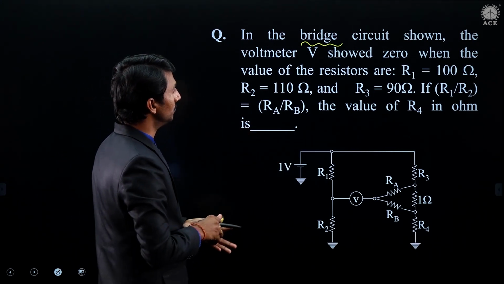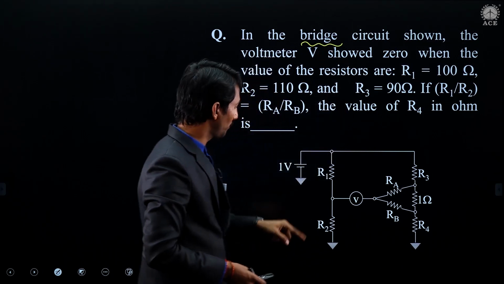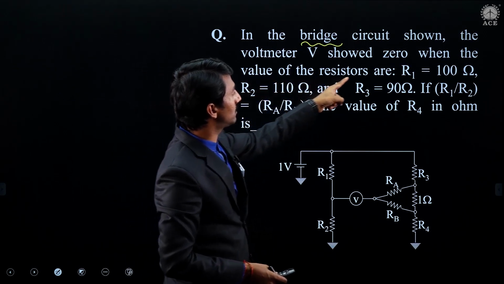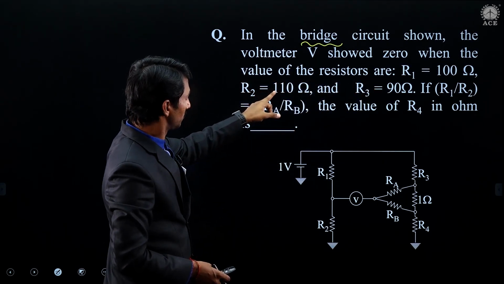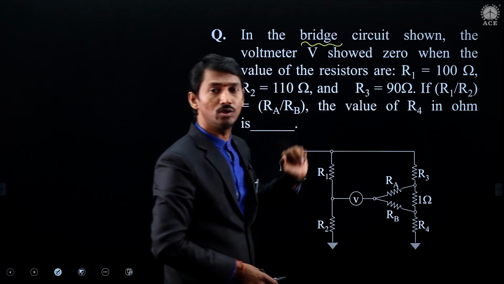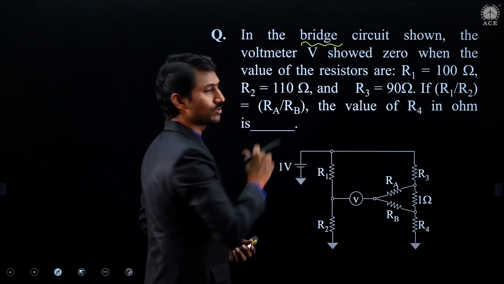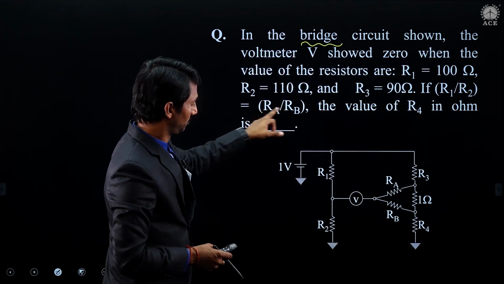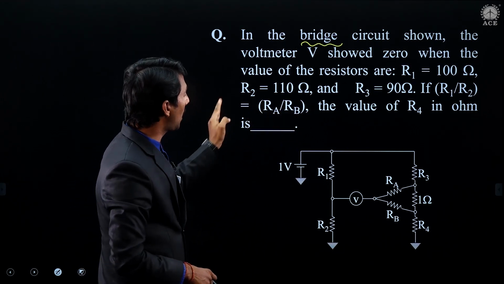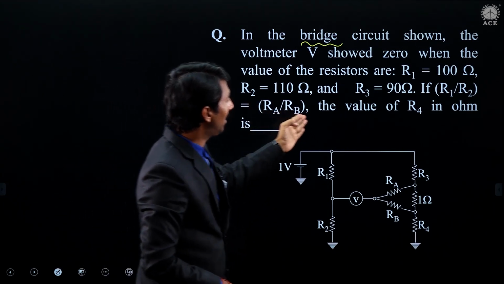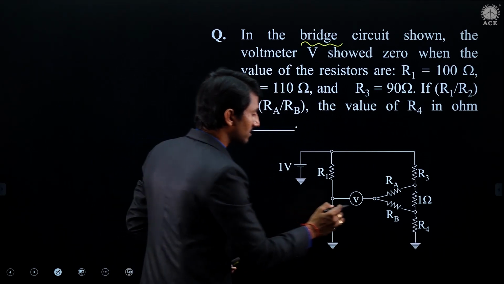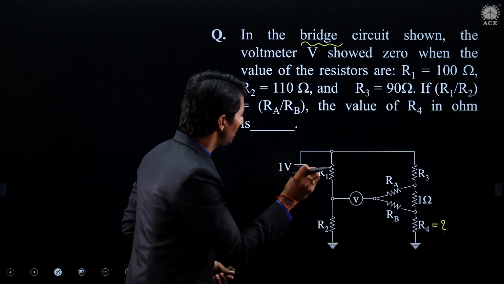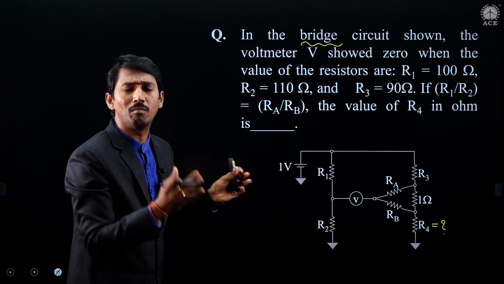What he is giving is: the voltmeter V showed 0 when the values of the resistors are R1 equal to 100, R2 equal to 110, R3 equal to 90 ohm. R1, R2, R3 values are given. But the condition is R1 by R2 is equal to RA by RB. The value of R4 in ohms is what he is asking. But to confuse you, the figure, the bridge circuit, is modified.